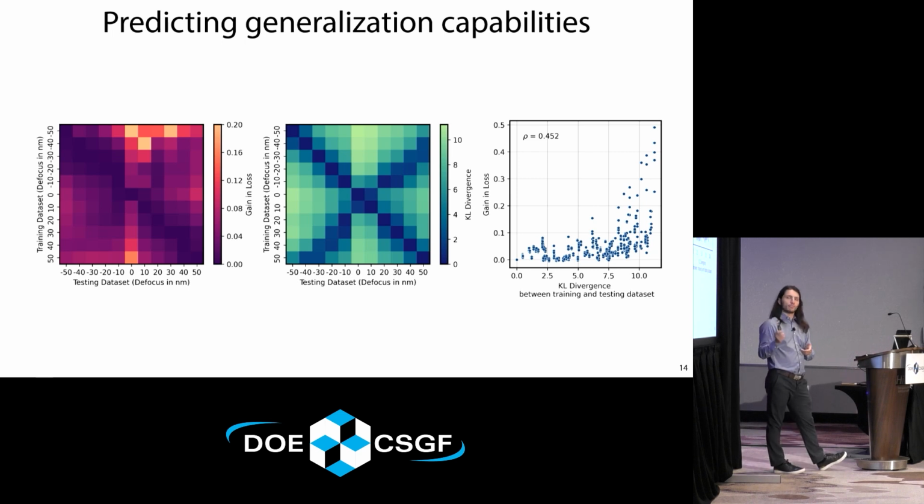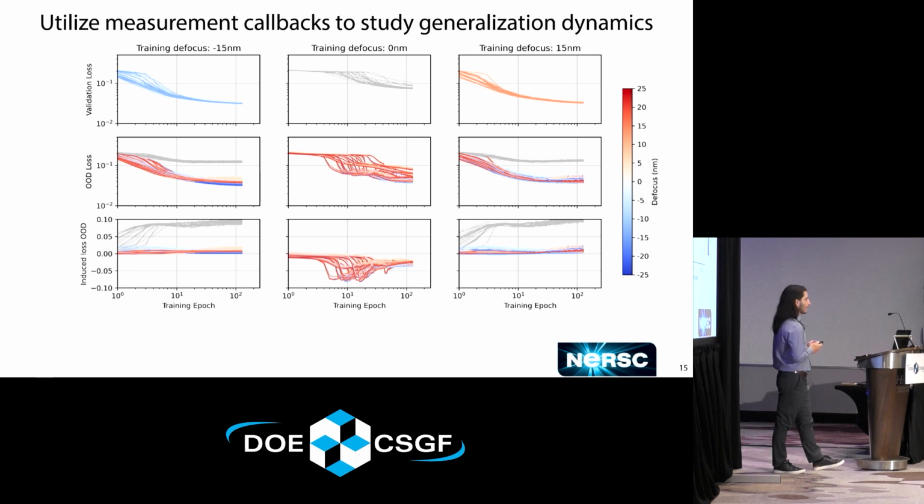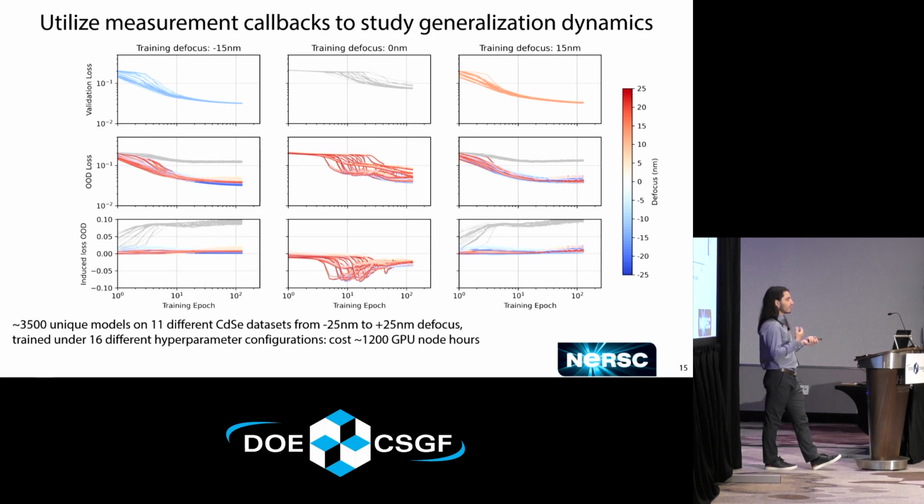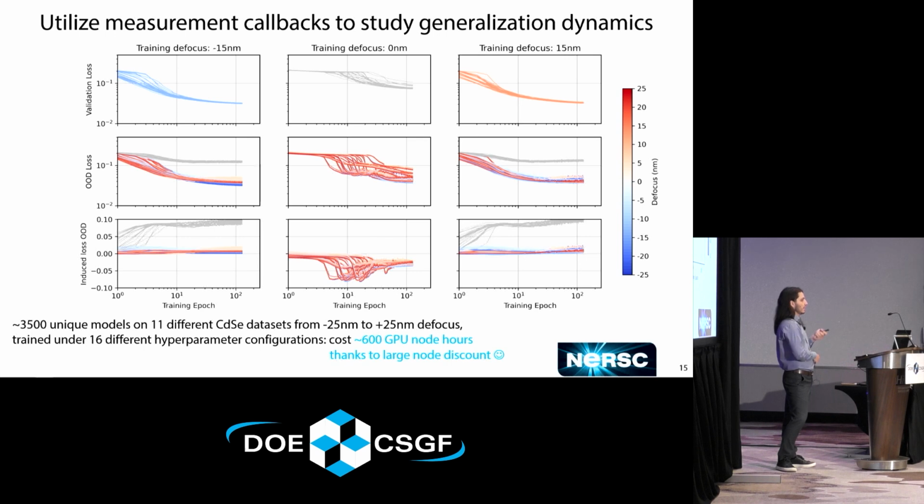And this is really where recently high performance computing has come in to help me answer this question. Not only am I looking at just several models, in those last plots just 5 models per row, I can now train thousands of models and see how generalization behavior trends over different sets of defocus, and all throughout the training dynamics of the model. Recently I've run around 3,500 models on NERSC over different defocus data sets and different hyperparameter configurations. This data set took around 1,200 GPU hours. It only cost me 600 GPU hours because of a large node discount currently available at Perlmutter.